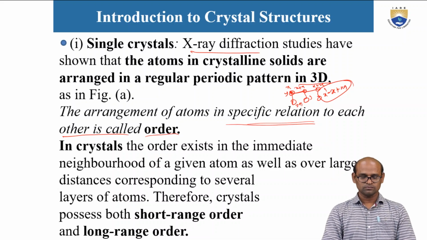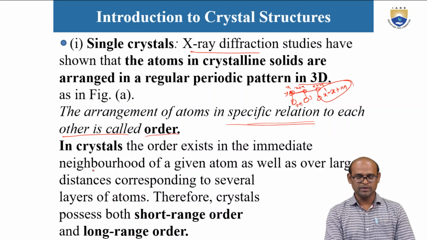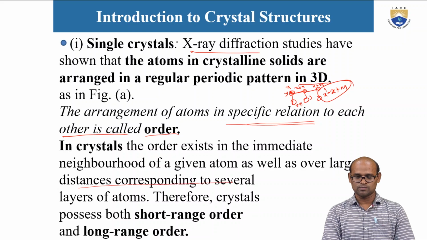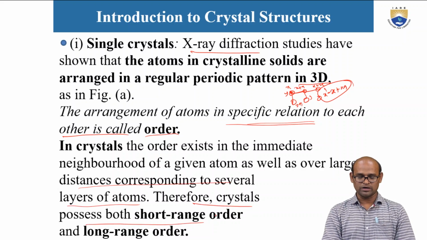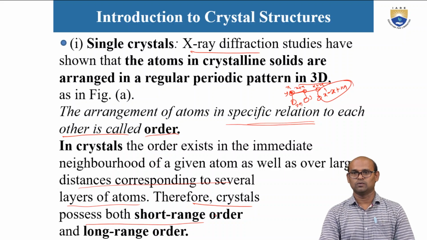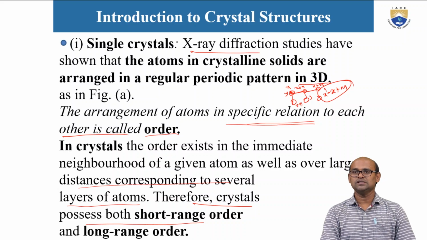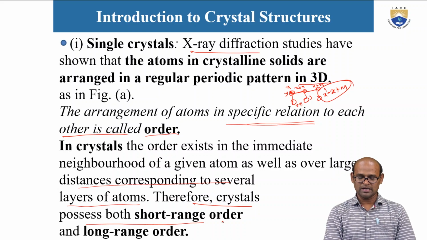In crystal, the order exists in the immediate neighborhood of a given atom as well as over long distances, corresponding to several layers of atoms. Therefore, crystals possess both short range order and long range order. In crystals, you can define short range order and long range order.